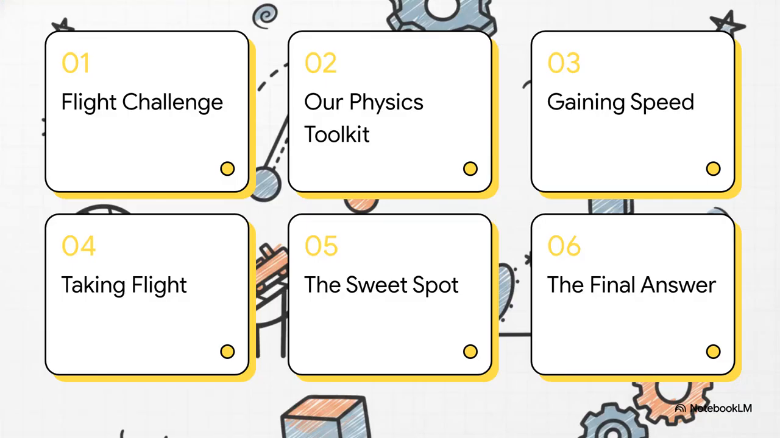Okay, here's our game plan. We'll set up the challenge and grab our physics tools. Then, we'll figure out how the disk gets its speed and what happens once it's flying through the air. And finally, we'll hunt for that sweet spot and reveal the winning combination. Simple as that. Let's jump in.